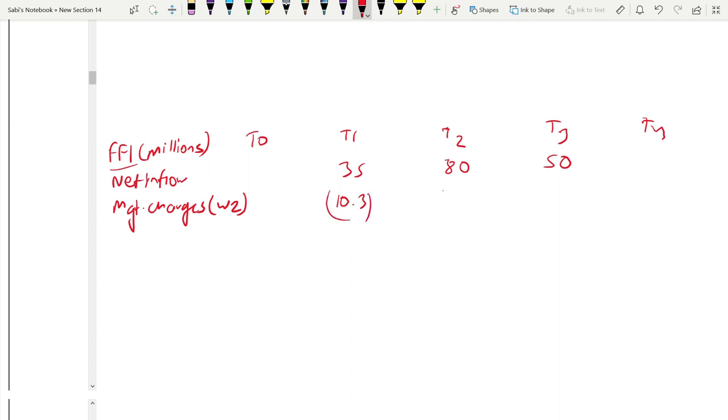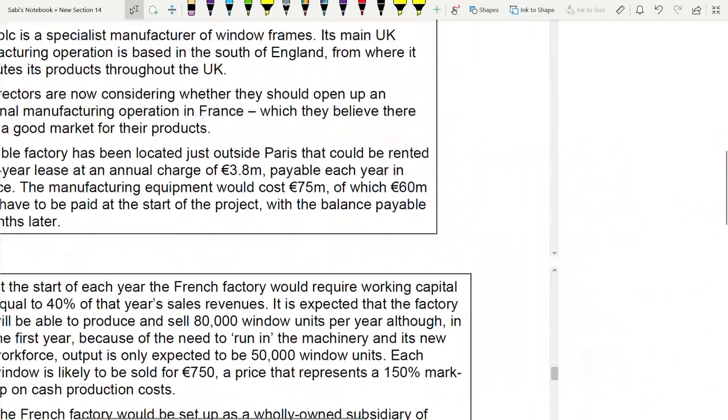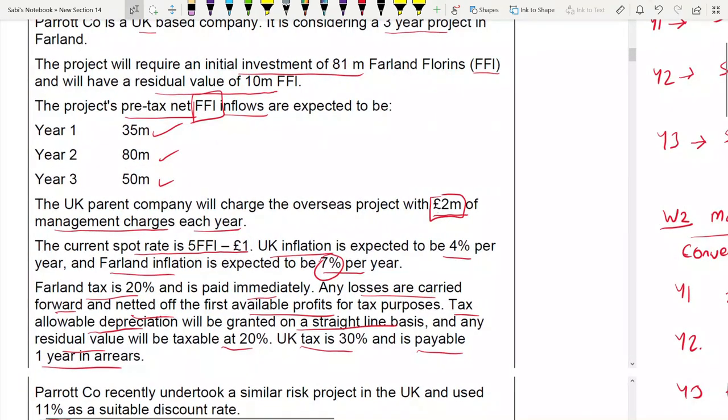10.3 deduction, 10.6 and 10.9. Then we have tax allowable depreciation, TAD, which needs to be deducted. How much? Tax allowable depreciation. You have to check. It is on a straight line basis. You have to check the cost.